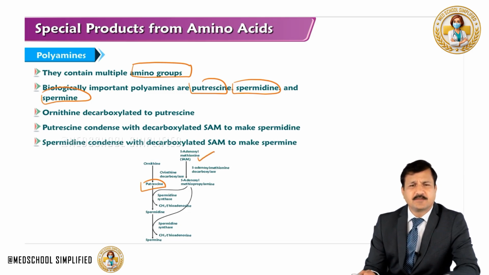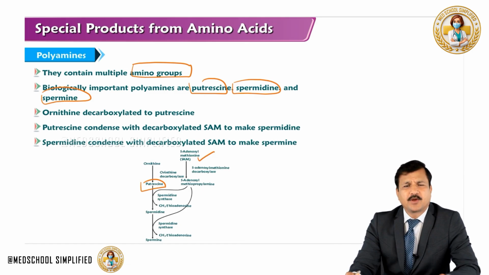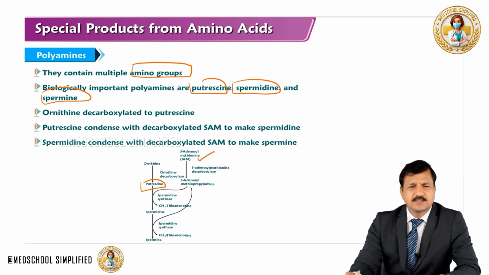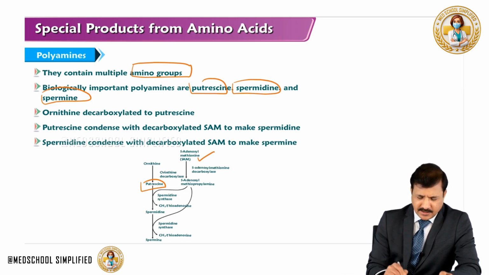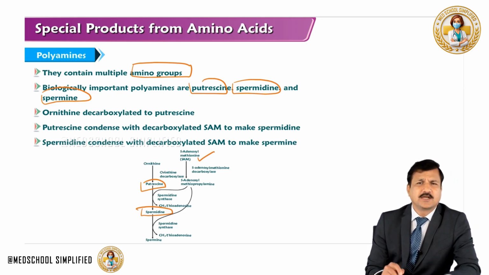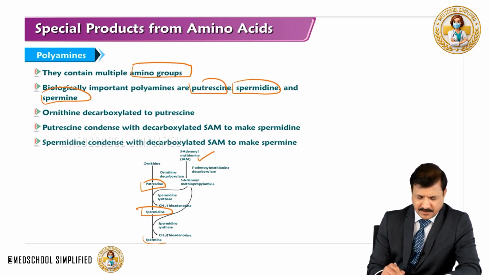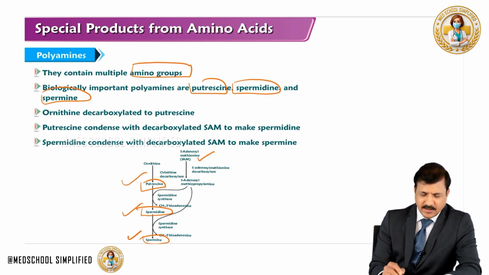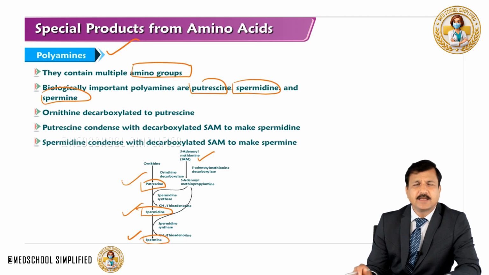And the putrescine will condense with a decarboxylated product of S-adenosylmethionine, that is decarboxylated S-adenosylmethionine, and when it combines with putrescine, it is going to make spermidine, and spermidine is going to condense with one more decarboxylated product of S-adenosylmethionine to make spermine. So we have putrescine, spermidine and spermine, which are referred to as polyamines.